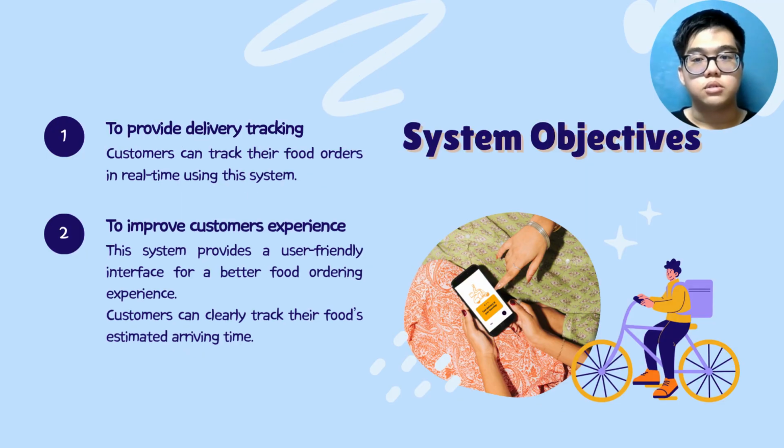Next, we will go to system objectives. This system was created to provide delivery tracking. Customers can track their food orders in real time using this system. Besides that, this system was also created to improve customers' experience. This system provides a user-friendly interface for a better food ordering experience. Customers can also clearly track their food's estimated arrival time.